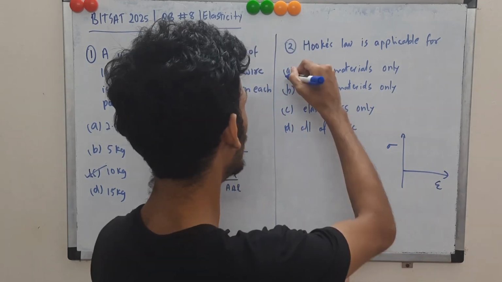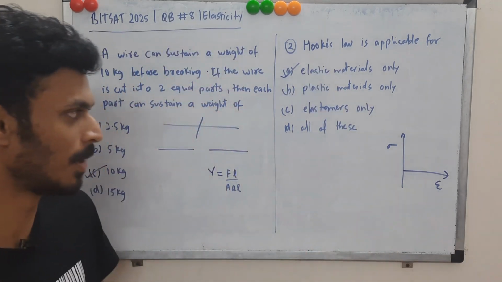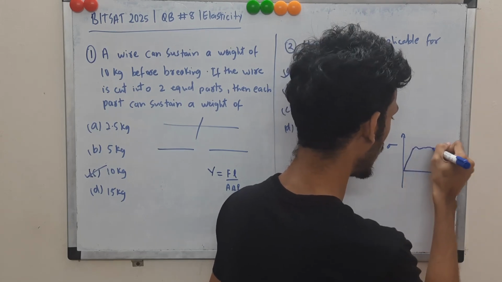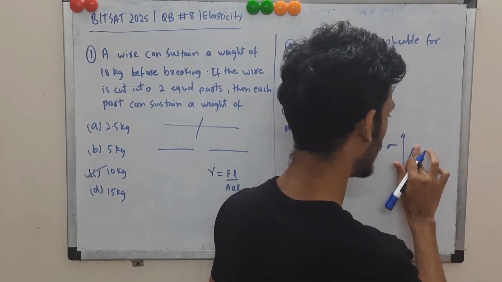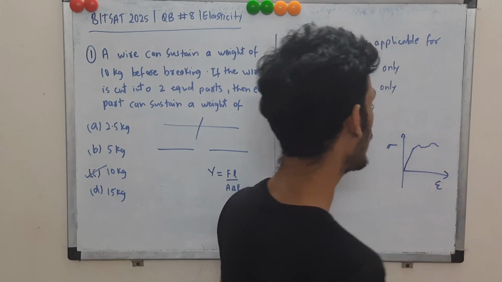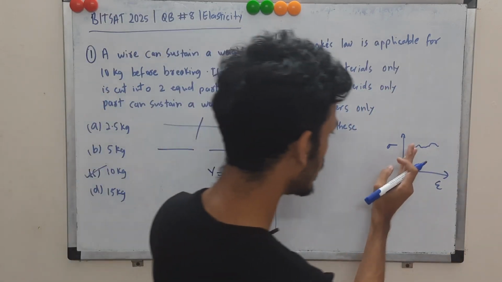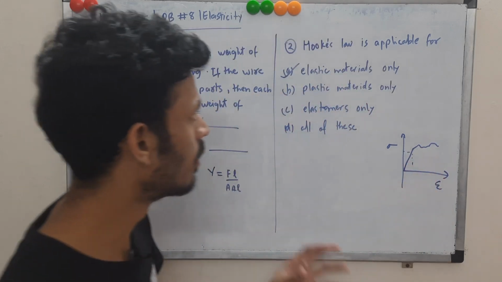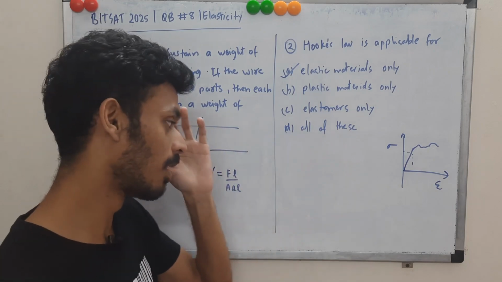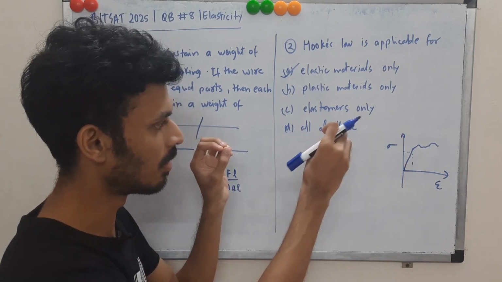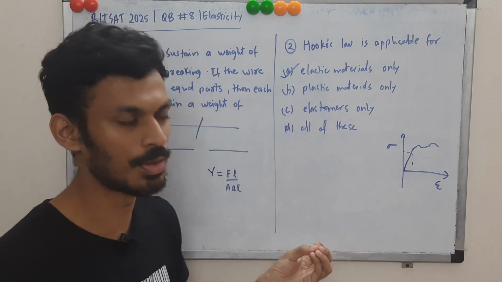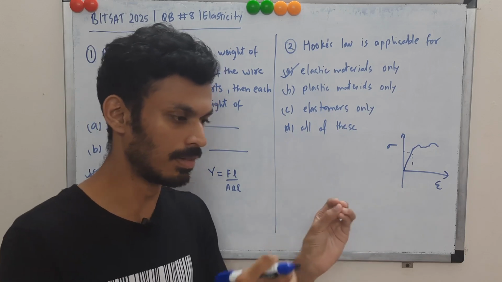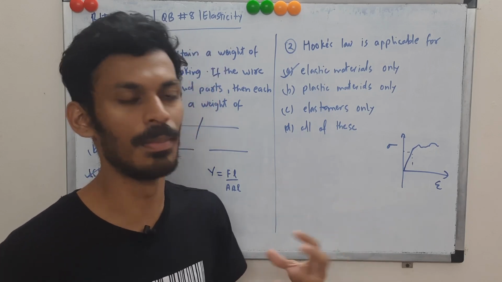So the correct option over here is that it's true for elastic materials. If you see the stress strain curve, initially it is linear, then we have something like this. Then the plastic region, elastic region, whatever. Within this region where stress and strain are proportional, Hooke's law is valid, because once you remove the stress, the strain will also come back to 0.